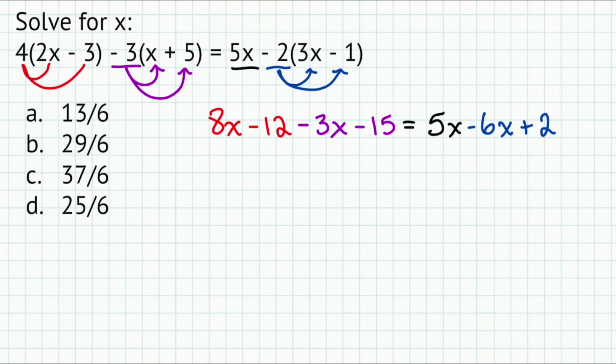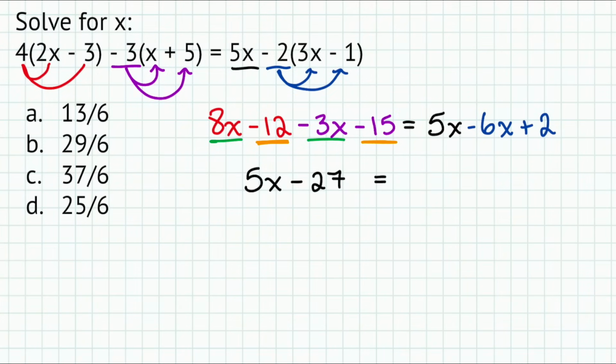All we had to do first was clean things up. And we're still cleaning things up right now, because we still have to combine like terms. We notice that we have 8x and -3x on the same side. Again, you can't combine across the equal sign. So 8x minus 3x is going to be 5x. And then we also have -12 and -15, so that's going to be -27.